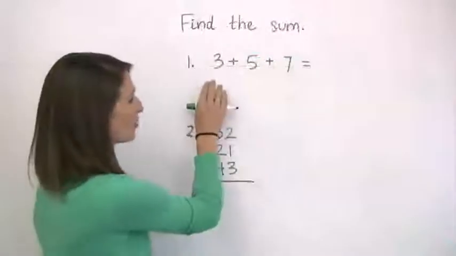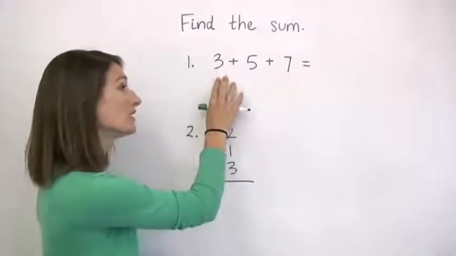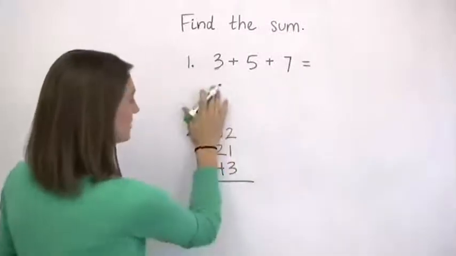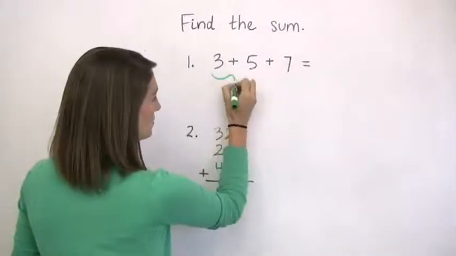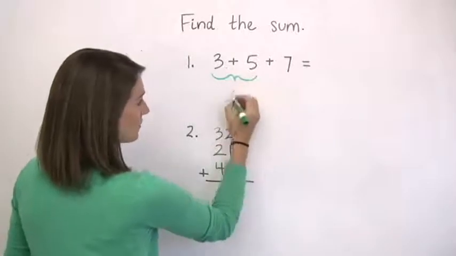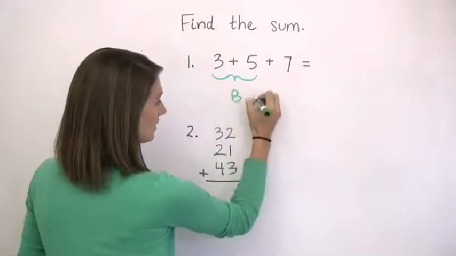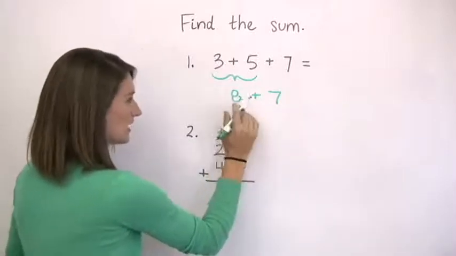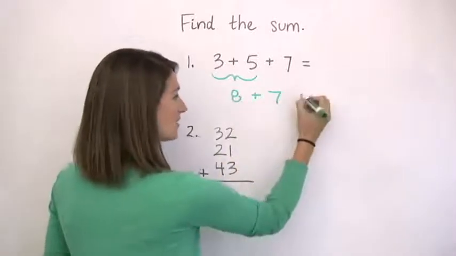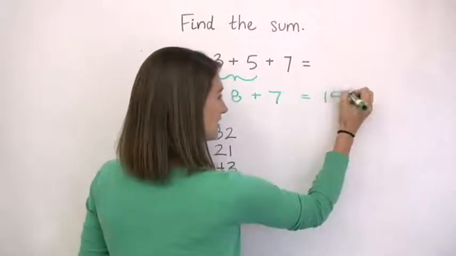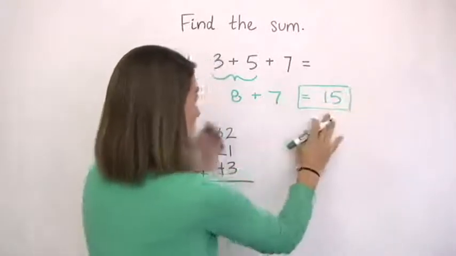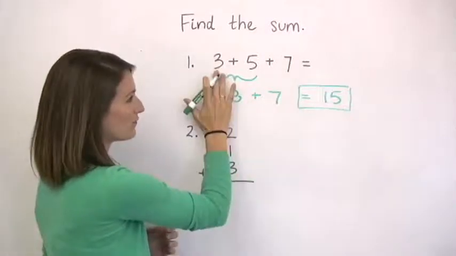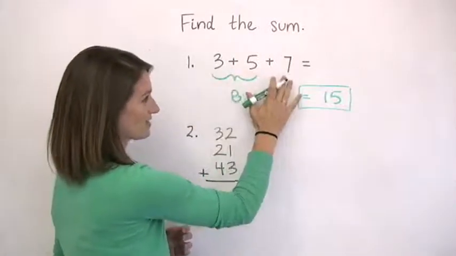For our first problem, we're asked to find the sum of 3 plus 5 plus 7. So let's go ahead and start at the beginning. We're going to add 3 plus 5, which gives us 8. We can bring down what we have left and then add the 7 to the 8. So 8 plus 7 is 15, which is our answer. So we have 15 is the sum of 3 plus 5 plus 7.